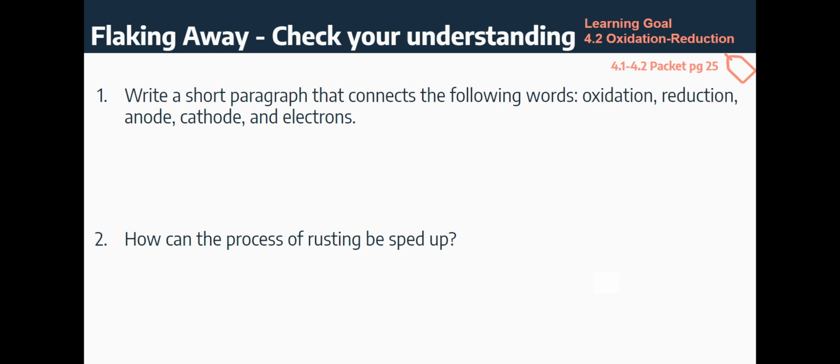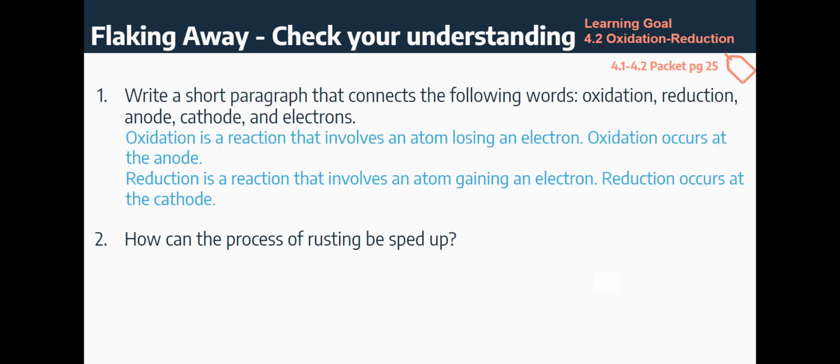From the passage, if you look at paragraph 4, that passage gave you all of these definitions and tied all of these words together. The passage told us that oxidation is any reaction that involves an atom losing one or more electrons. So, oxidation is the process of losing electrons. Oxidation occurs at the anode. Reduction, the exact opposite of oxidation, is a reaction that involves gaining electrons, and reduction occurs at the cathode.